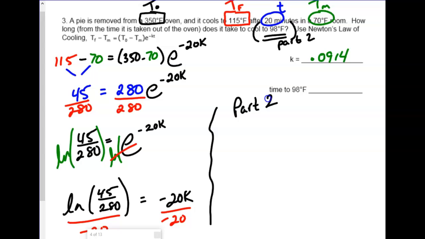All right, so for part 2 of the problem, we go back to that question, but we change the final temperature to 98 degrees. And then we also switch k for 0.0914, and we don't know time this time. So now my final temperature is 98, while everything else is the same, except for k and t.